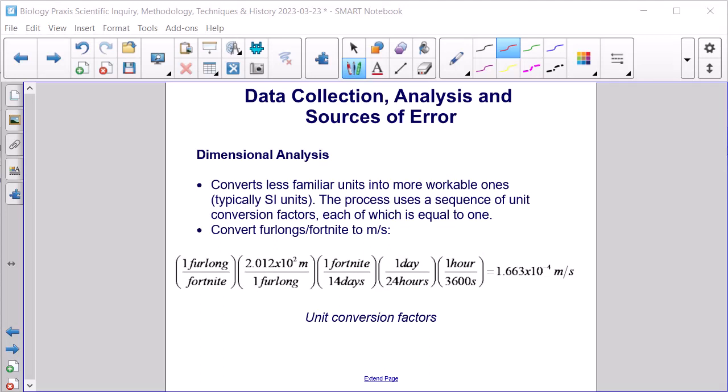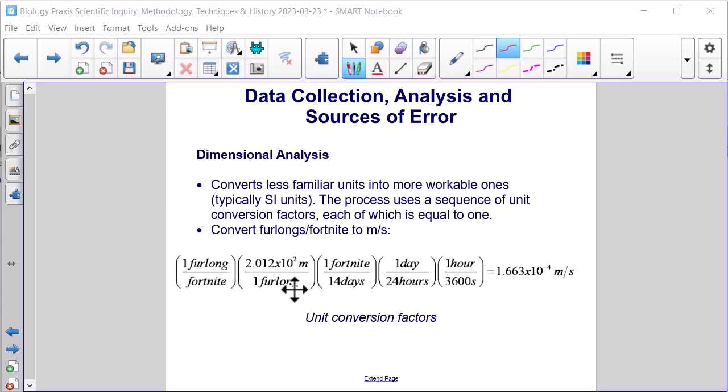Dimensional analysis converts less familiar units into more workable ones, typically SI units. The process uses a sequence of unit conversion factors, each of which is equal to 1. In this case, we're going to convert furlong per fortnight to meters per second using a series of unit conversion factors. The first being 2.012 times 10 to the second meters per furlong.